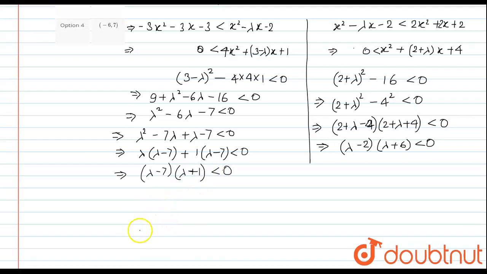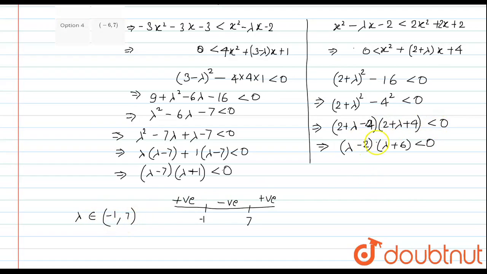So now here we will use the wavy curve method to solve this inequality. For the first inequality, the roots are 7 and minus 1. So this will be minus 1, 7. For 0, this quantity is negative. So this interval will give us negative, and the others will give us positive. So our favorable interval will be negative, that is lambda belongs to minus 1 to 7.